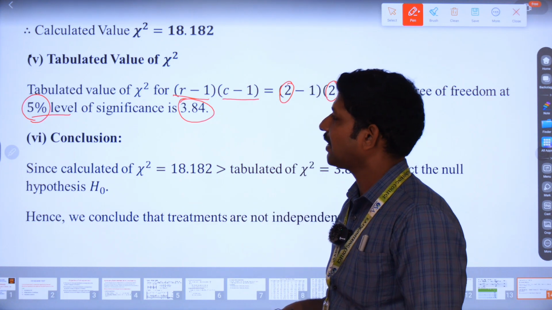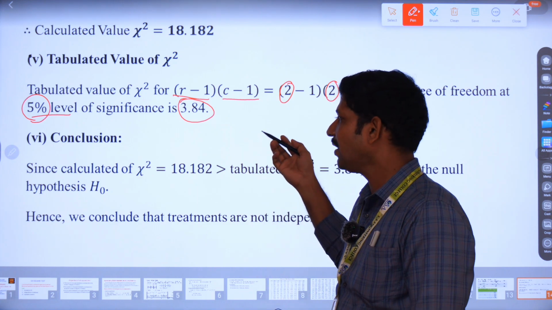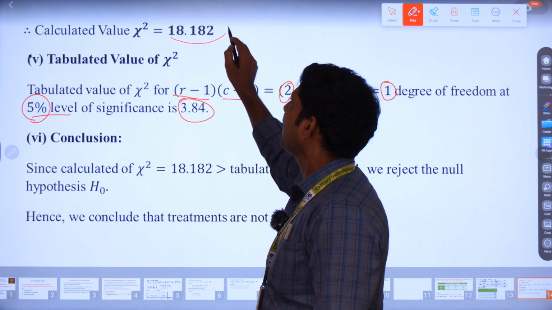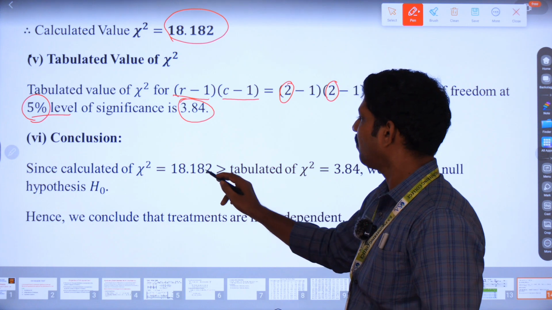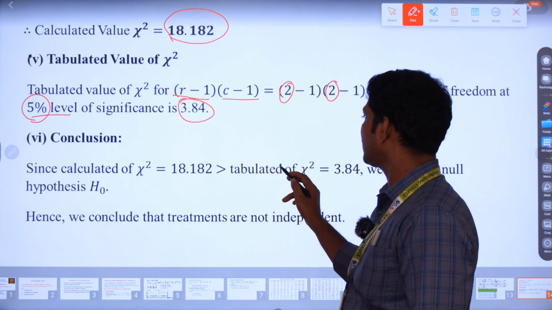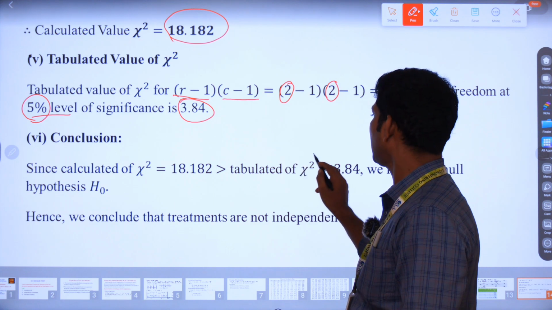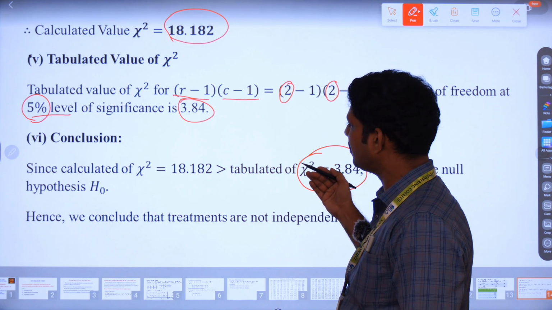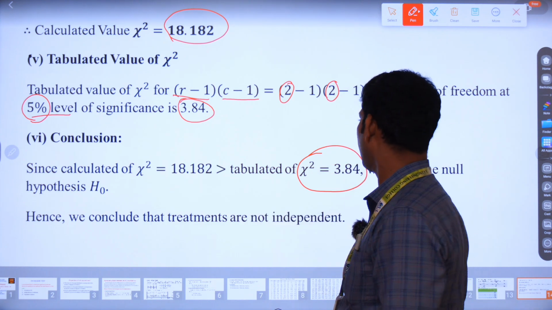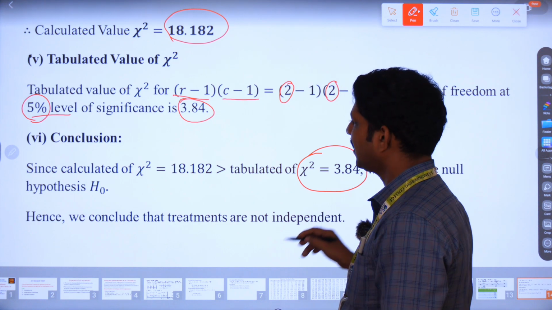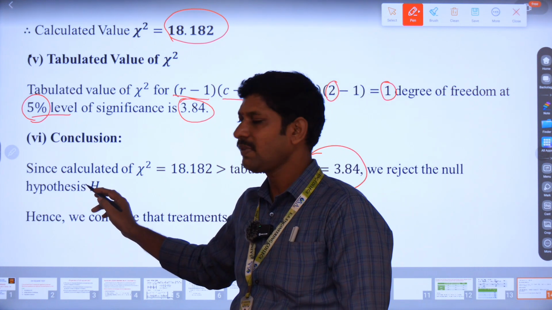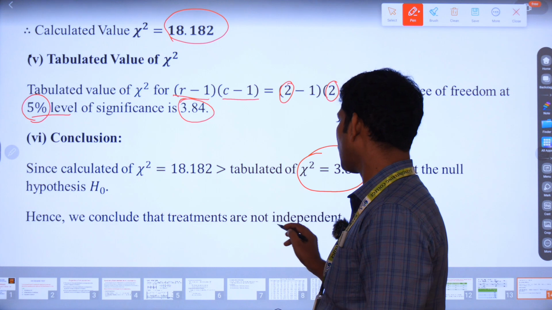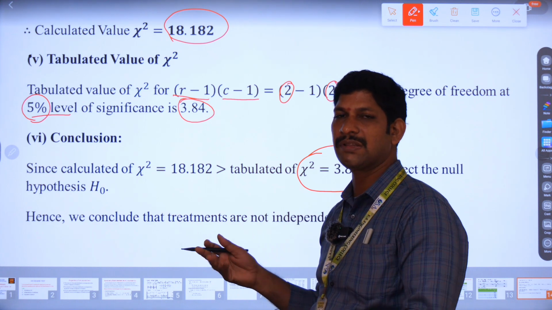Now we have the table value as well as the calculated value, so we can compare. The calculated value of chi-square, calculated previously, is 18.182. The table value we just got is chi-square equal to 3.84. Comparing, the calculated value is bigger. So clearly we reject the null hypothesis H0. Hence we can conclude that the treatments are not independent. So both are dependent.